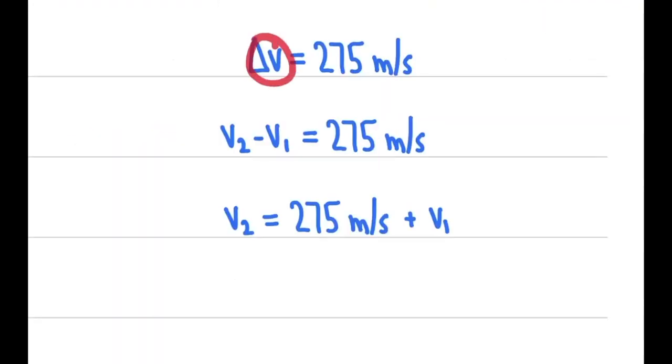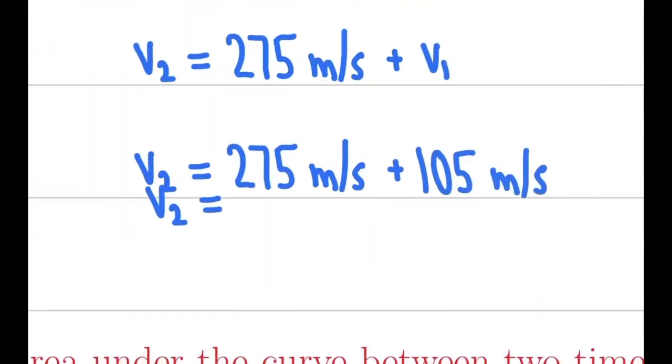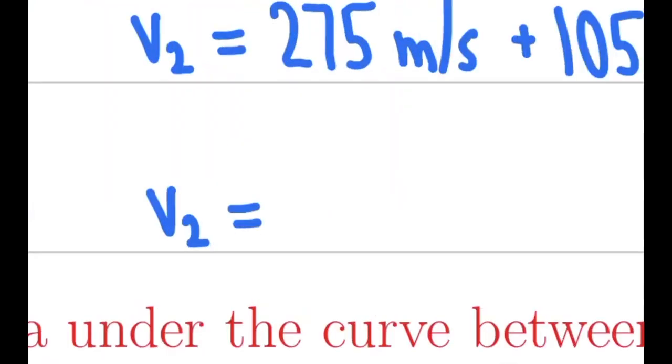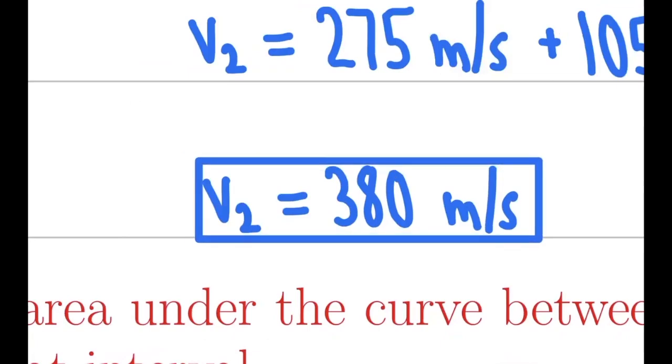So, change in velocity is v2 minus v1. I added v1 to both sides. We know v1 is 105 meters per second. So, the final velocity, the velocity at 10 seconds, is going to be 380 meters per second. It ain't rocket science, people.